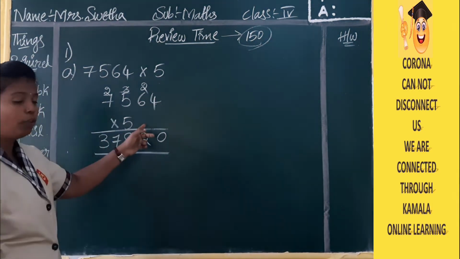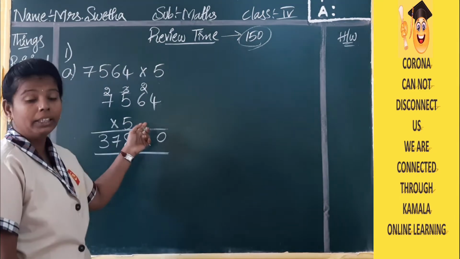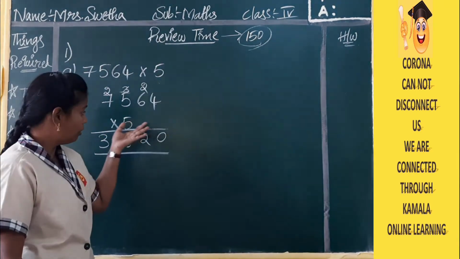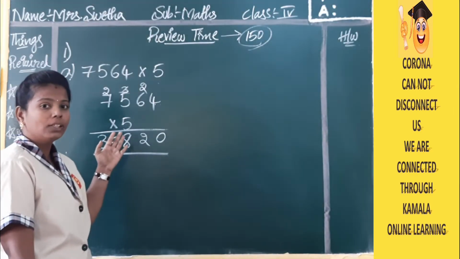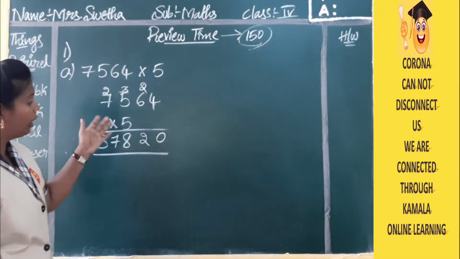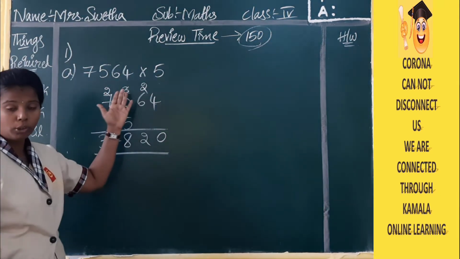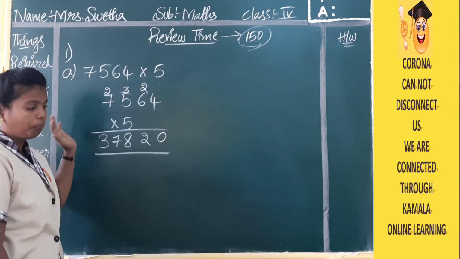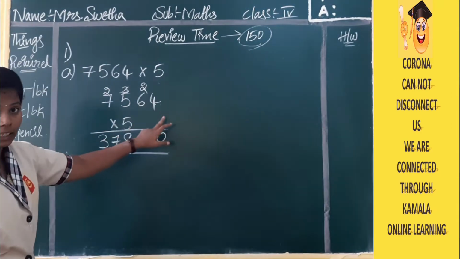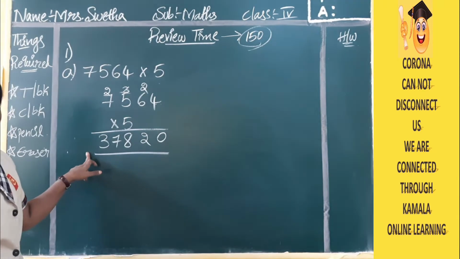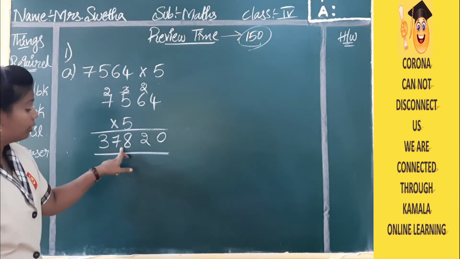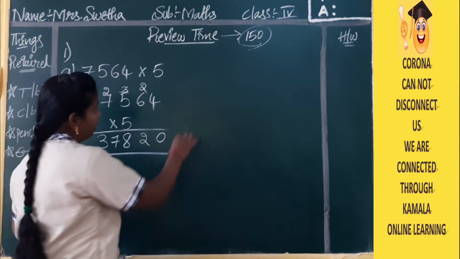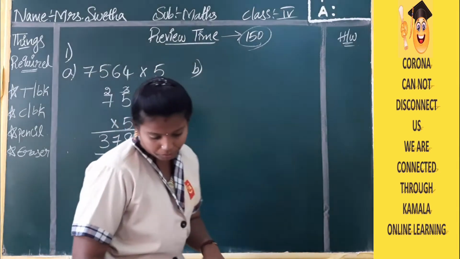Here we have only one number in the multiplier place, so we have completed in one step only. If the number of digits in the multiplier place is more, you have to multiply with all the digits. As soon as you add the number, you have to strike it also, otherwise you will get a little confusion in the addition. So 7,564 multiplied with 5 gives 37,820. How much did you get? 37,820.